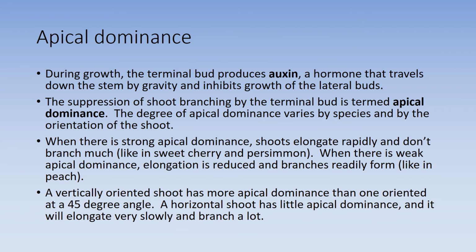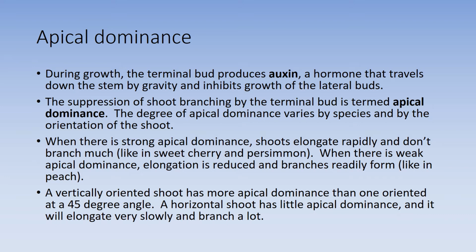Apical dominance. During growth, the terminal bud produces auxin, a hormone that travels down the stem by gravity and inhibits growth of the lateral buds. The suppression of shoot branching by the terminal bud is termed apical dominance. The degree of apical dominance varies by species and by the orientation of the shoot.